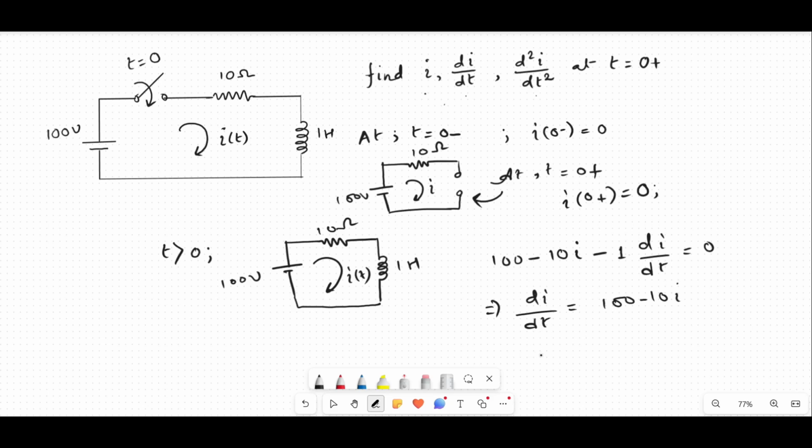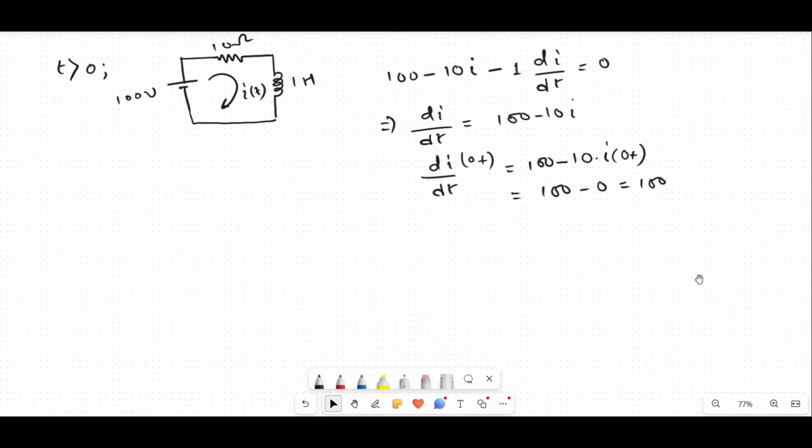Now at t equals 0 plus, if we determine di/dt at 0 plus, it will be 100 minus 10 into I at 0 plus, and we know the value of I at 0 plus is 0. So this value will be 100 minus 0 equals 100, right? So I hope you have understood how we have determined the value of di/dt.